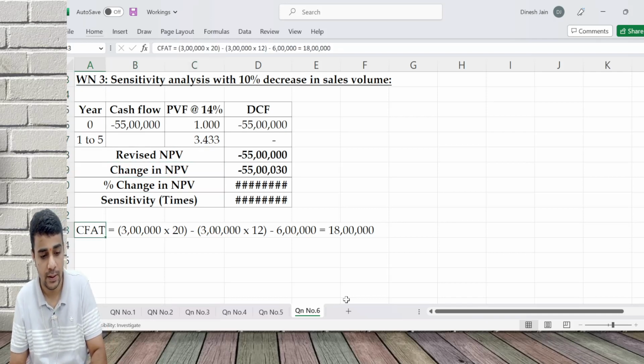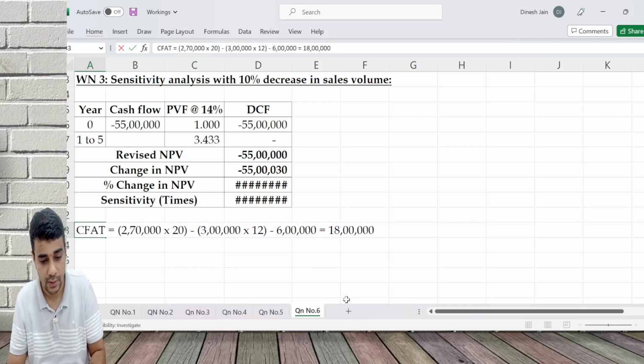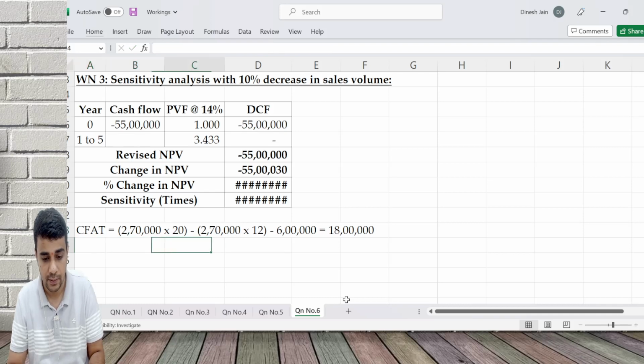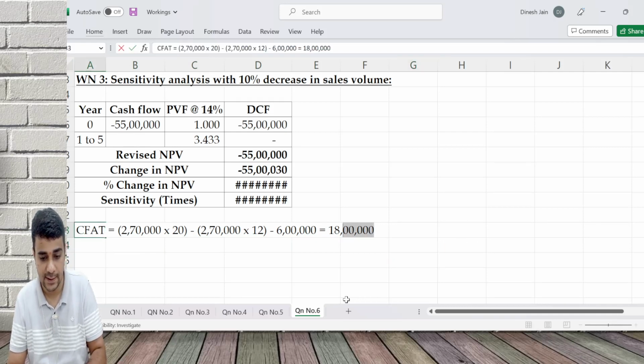So here my units will change. It will become 270,000, minus 270,000, the variable cost part also. CFAT is 1560,000.